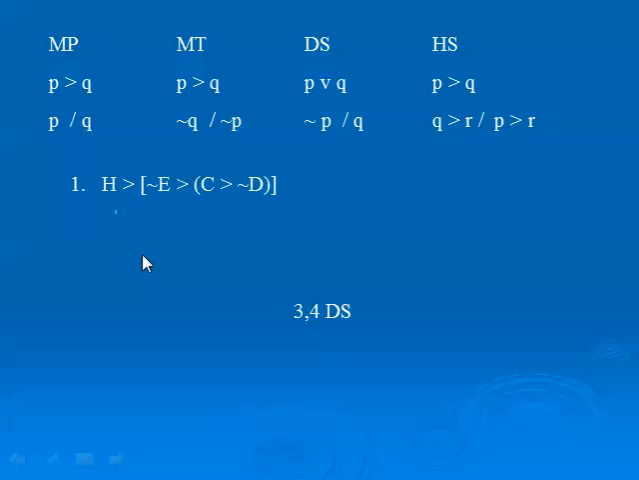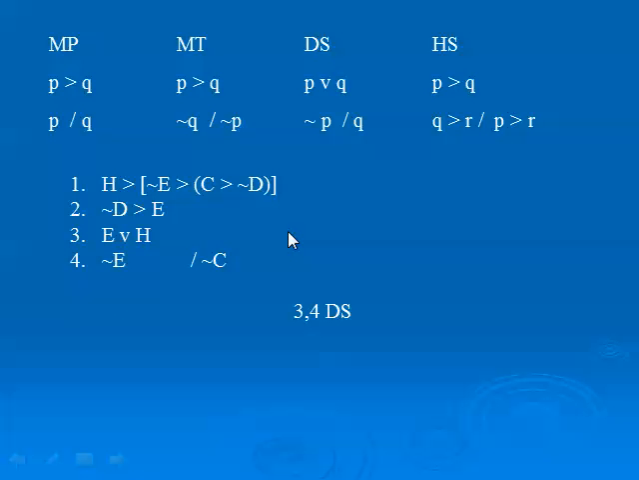Alright, here's another example. H implies that if not E, then C implies not D. Line 2 says if not D, then E. Line 3 says either E or H. And line 4 says E is false, therefore C is false.